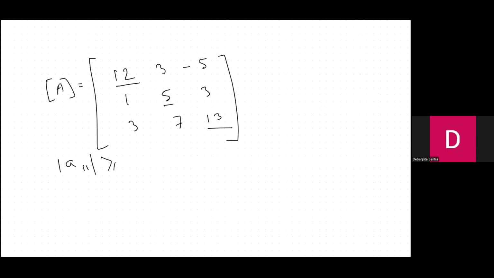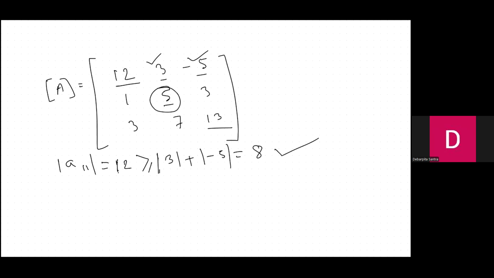The absolute value of A11 is 12. So you have to check whether 12 is greater than or equal to the sum of the absolute values of the other elements in that row. So 3 plus the absolute value of -5, that means 3 plus 5, so 8. So 12 is greater than or equal to 8. Yes, it is true.